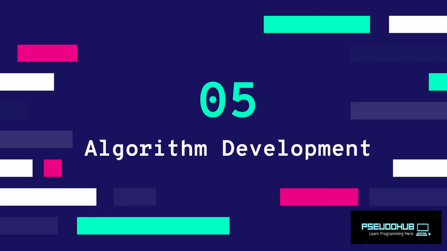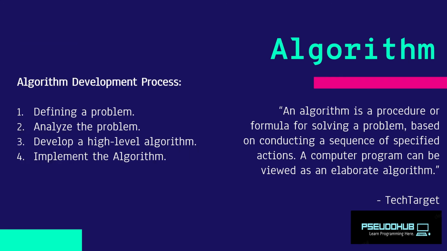So first, let's discuss or know what the definition of an algorithm is. Okay, so from TechTarget, it says that an algorithm is a procedure or formula for solving a problem based on conducting a sequence of specified actions. So in short, an algorithm is the formula, right? The formula or the procedure that you follow or formulate on how to solve a problem that you encountered.